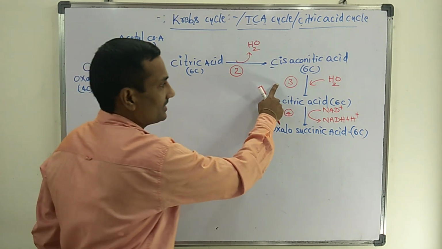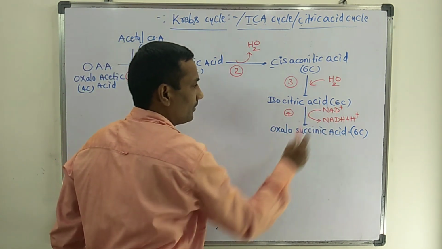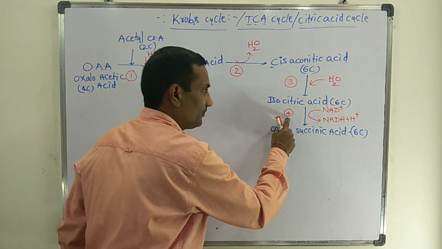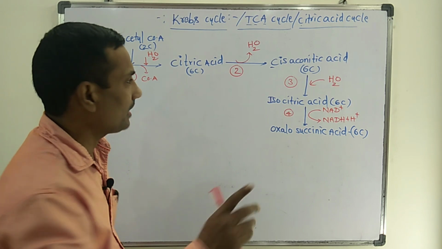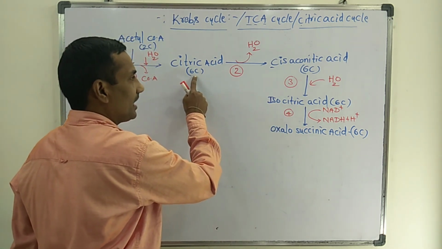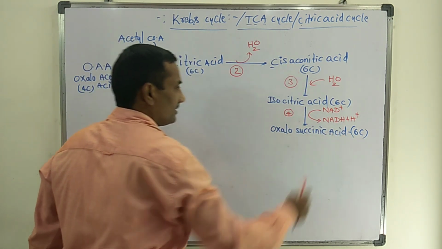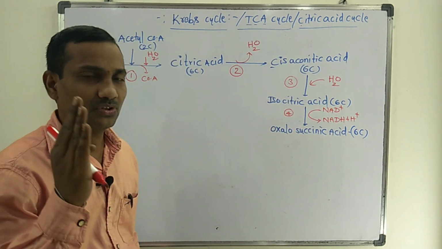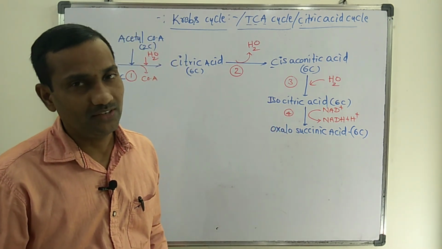This is the third step, the fourth step. Because of the third step a 6-carbon compound is formed. Because of the fourth step also a 6-carbon compound is formed. The number of carbons has not changed from here to here. 6-carbon compound, 6-carbon compound. Next here, 6-carbon compound. After 4 steps, only a 6-carbon compound is formed.